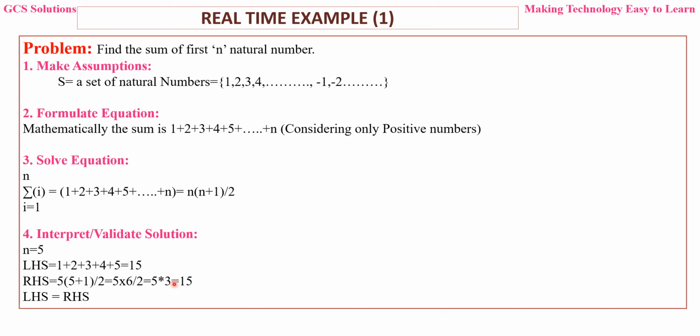So this proves that whatever interpretation I have done is correct, and also whatever steps I formulated for the given problem are also correct. That is, the left hand side equation is equal to our right hand side equation, and those are equating correctly with some real world value. I hope you understood this.